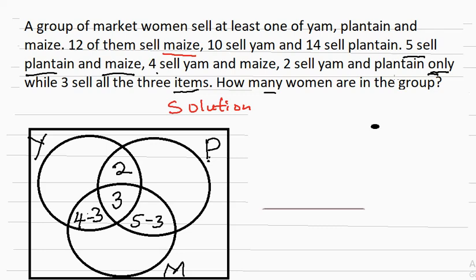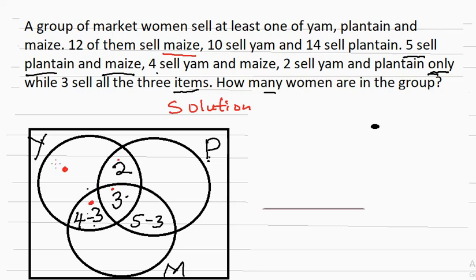So how do we get how many women are in the group? I've actually gotten the 3 intersections, or the 4. 1, 2, 3. So I need to get the number of women that sell yam only. That means I need to get the part of the circle of the yam that is left, after taking away the intersection, after taking away this point, this point, this point. Because if you look at the circle of yam, I need to take away the intersection.